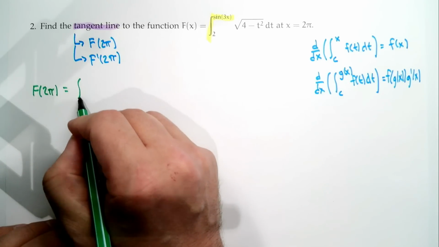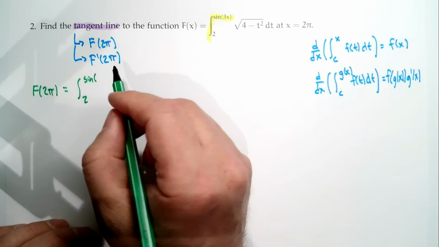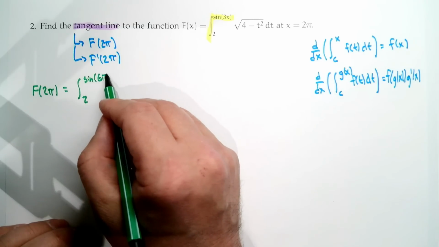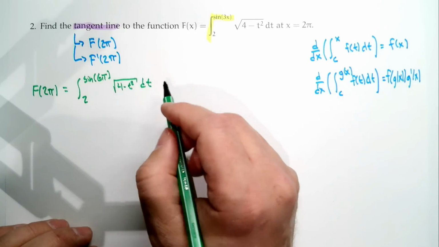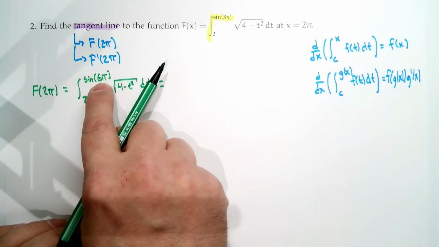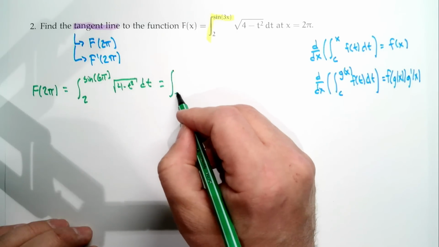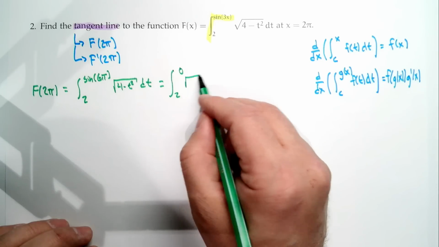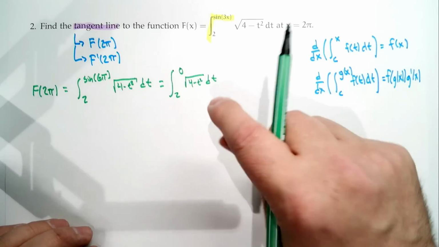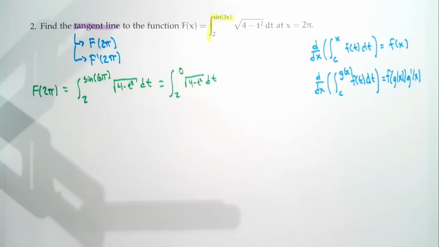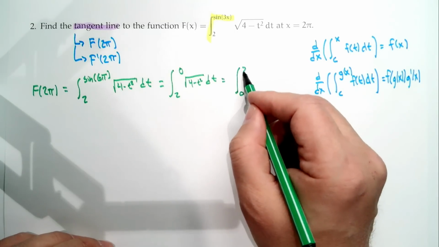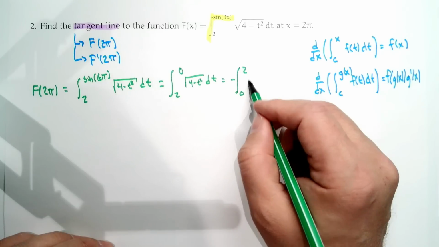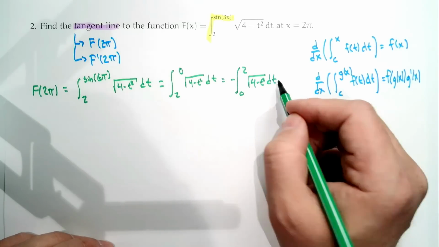So f of 2 pi is the integral from 2 to sine of 3 times 2 pi, which is 6 pi, of the square root of 4 minus t squared dt. Well, sine of 6 pi is 0. So this becomes the integral from 2 up to 0 of the square root of 4 minus t squared dt. The bounds are in the wrong order. We like to go from low number to high number, so let's flip the bounds. If you flip the bounds, you're changing the orientation, so you need to put a negative. So negative integral from 0 to 2 of the square root of 4 minus t squared dt.